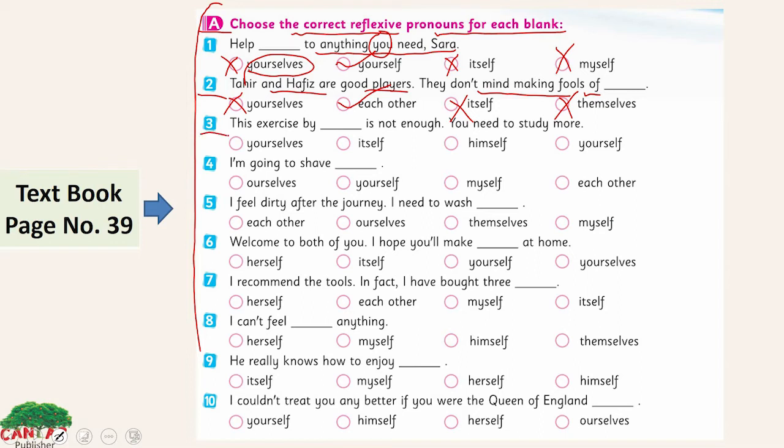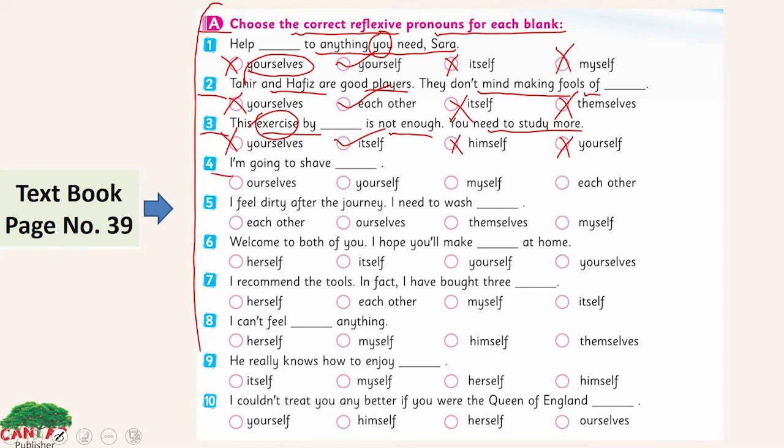The third one here, the exercise by is not enough. You need to study more. The exercise is an object here. So what we will do? Yourself, no. This is the incorrect option. Himself, no. Yourself. This is about exercise here. So the exercise by itself is not enough.